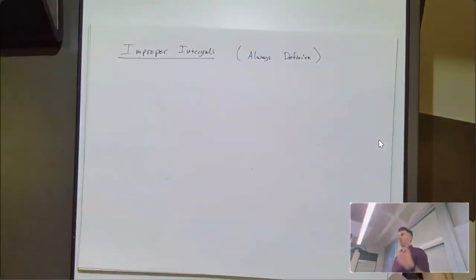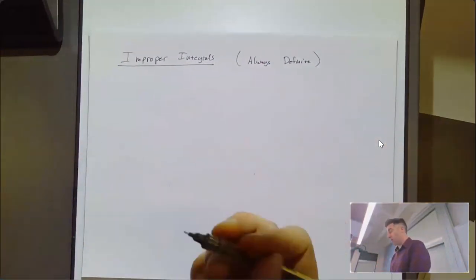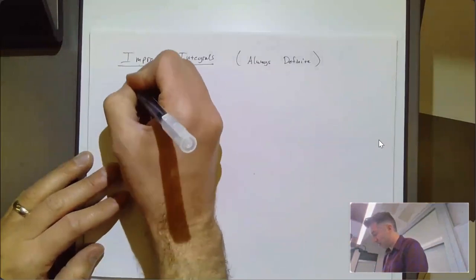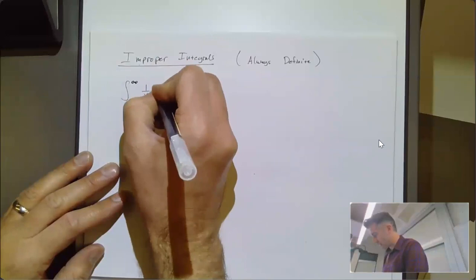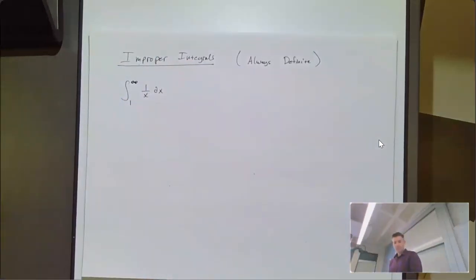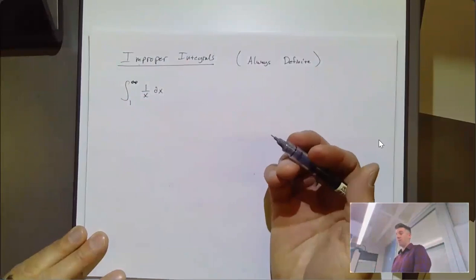And the first type is the type where one or both of your limits of integration is infinity. If your teacher has talked about this in class, they've probably already done this example. It's still worth doing. The classic example is the integral from 1 to infinity of 1 over x dx. And I'm actually going to do this the wrong way first. It's not super wrong, but this is the way that people start doing it. It's the lazy wrong way. So this is probably not going to get you full credit on an exam.